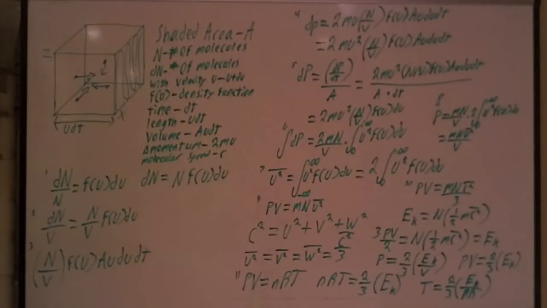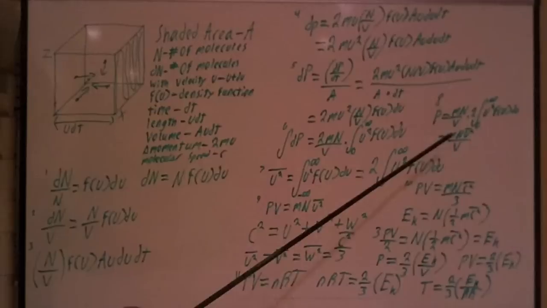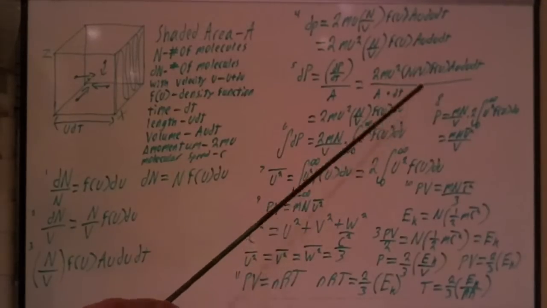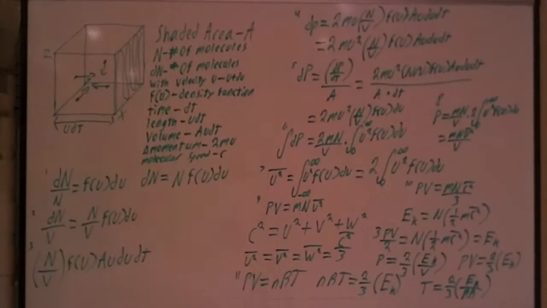Now, let's take the expression we obtained here and replace 2 times the integral from 0 to infinity of u squared f(u) du with the mean velocity squared of the x direction. We will then obtain P equal to m times n times mean velocity squared over volume.